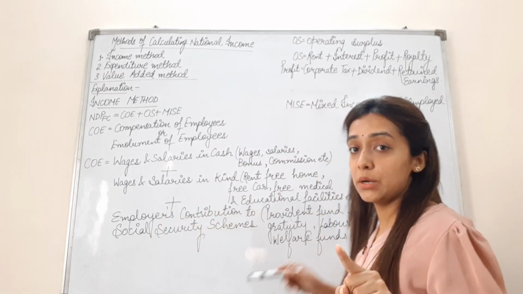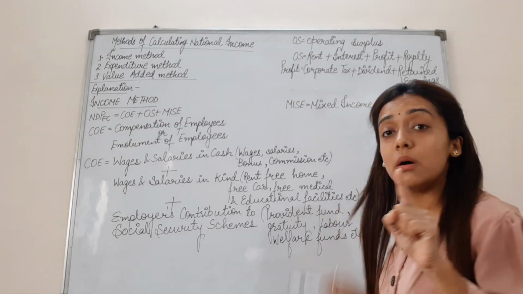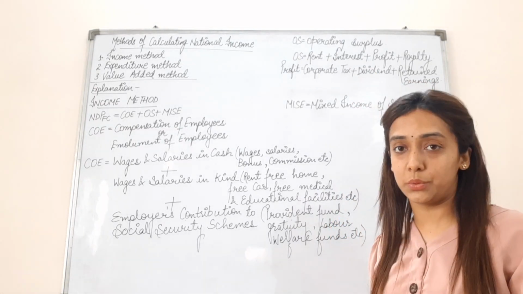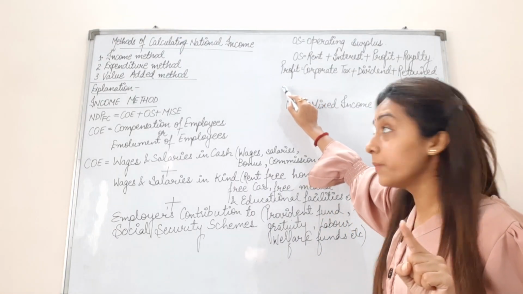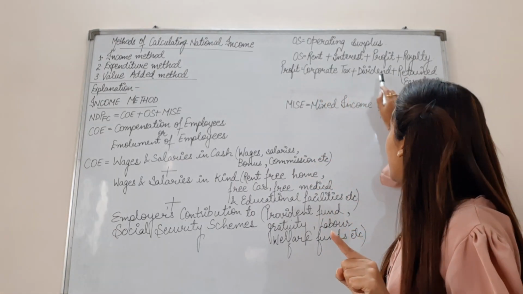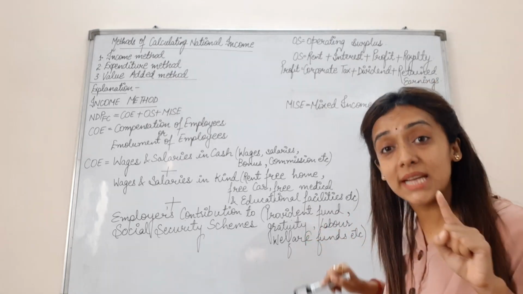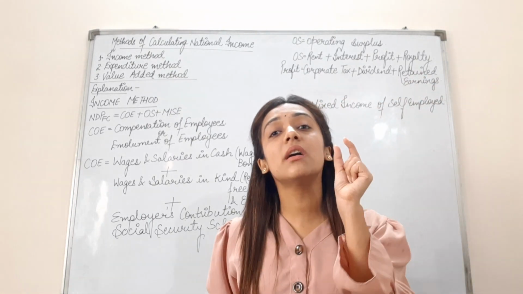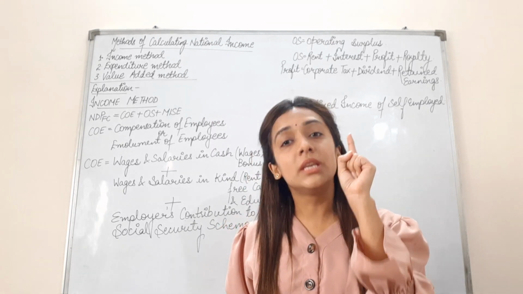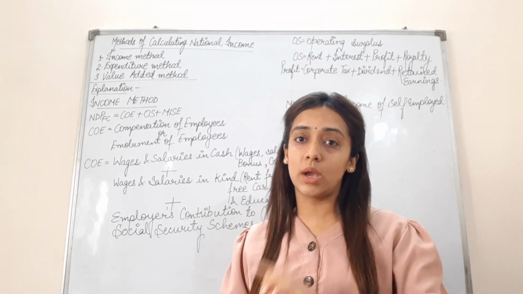Because we will include interest from the production unit only, plus profit. Profit is equal to corporate tax plus dividend plus retained earnings. Royalty is the fee paid for using the subsoil assets.